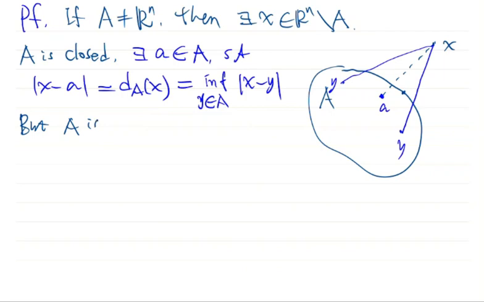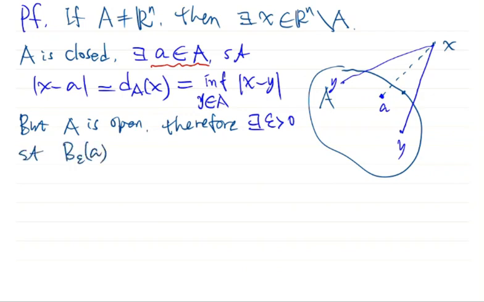But A is open. Therefore, the point small a is a point in the open set capital A. So small a must be an interior point of capital A. So by definition of interior point, there exists some epsilon positive such that the epsilon neighborhood of this small a is contained completely in the set A. Okay, we have a small a here, its neighborhood contained in the set A completely.